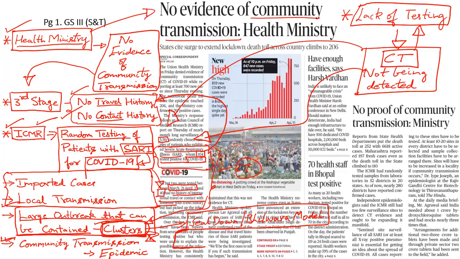But despite this, the Health Ministry has said that there is no evidence of community transmission, primarily because these numbers are still very low. That's the reason why the Health Ministry has been saying that India is currently in between local transmission and community transmission, and it has designated this stage as large outbreaks that can be contained, and hence the primary focus is on the containment of these clusters.